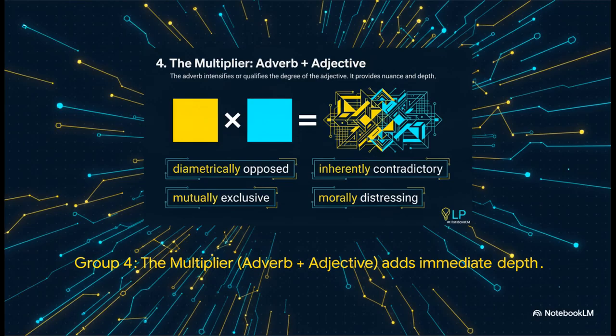A view isn't just opposed anymore, it's diametrically opposed. Options aren't just exclusive, they're mutually exclusive. A situation becomes morally distressing or inherently contradictory. You can literally feel the immediate upgrade in tone.